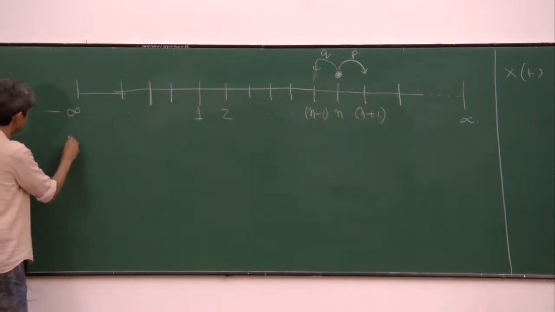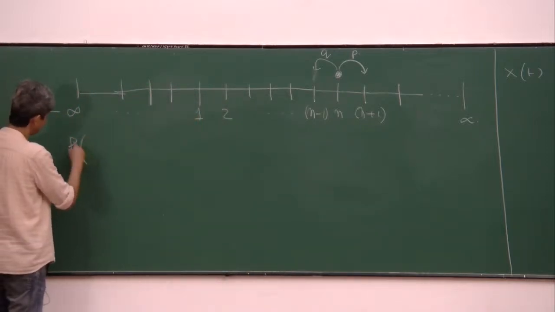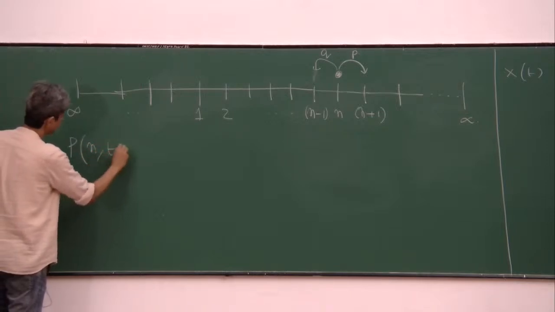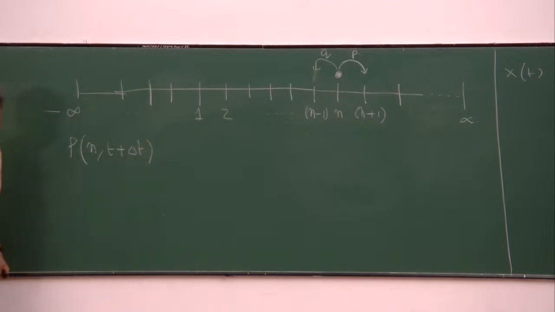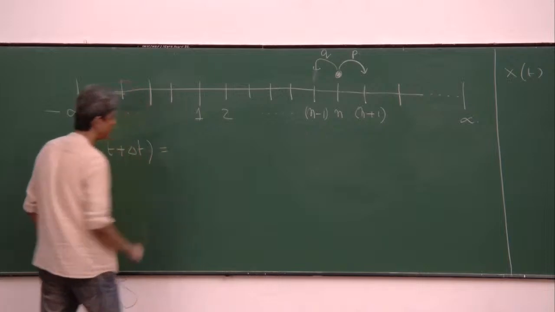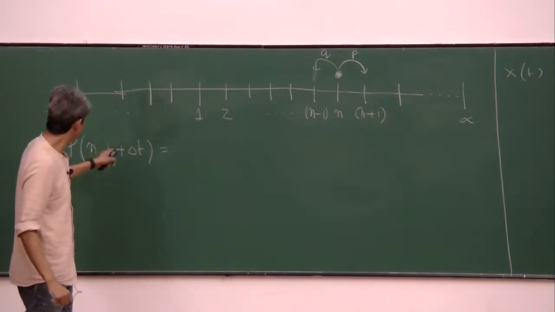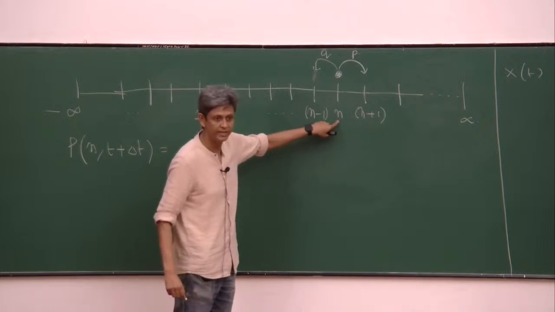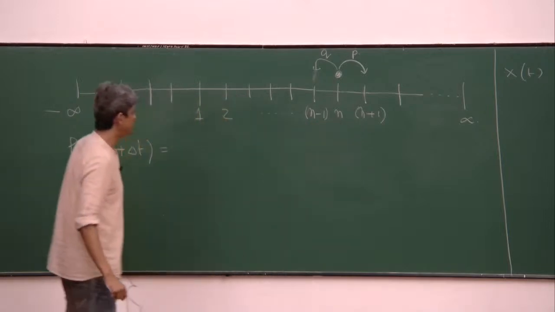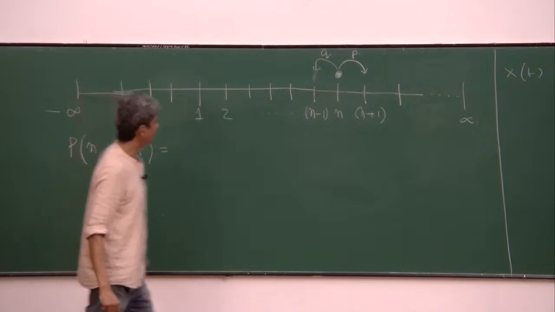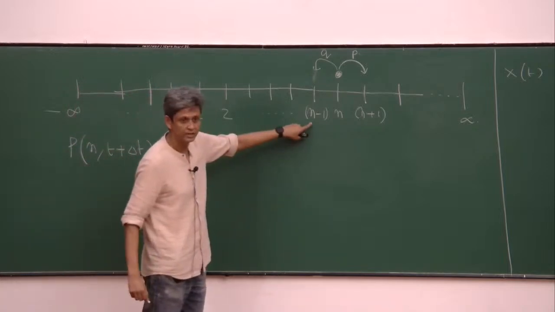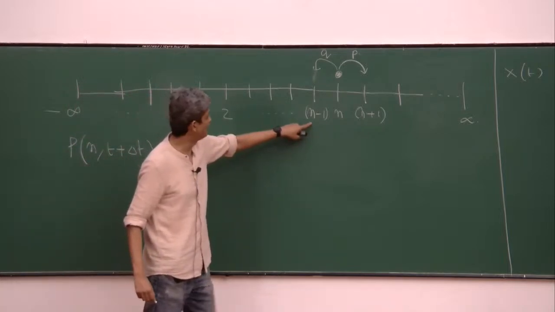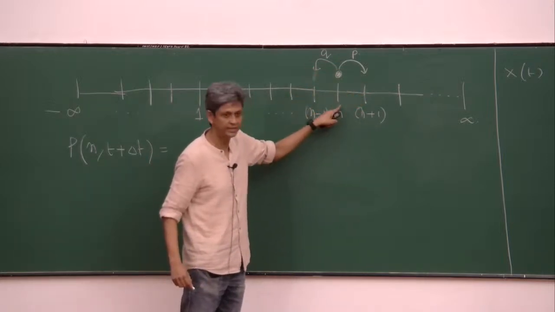So if I ask you, what is the probability that the particle is at a position n at time t plus delta t? So what is the probability? I have to count all the possible ways that it can end up at n at time t plus delta t. So what are the different ways? It was at site n minus 1 at the previous time, and with probability p it hopped and got here.